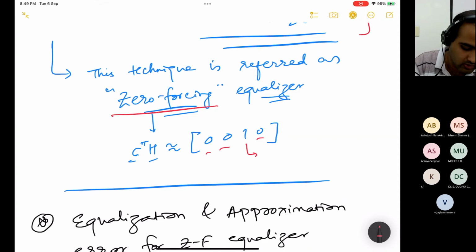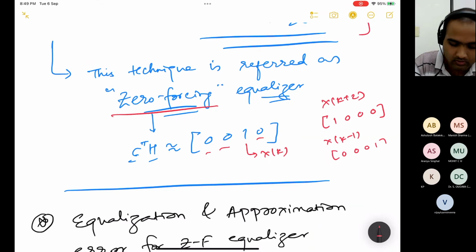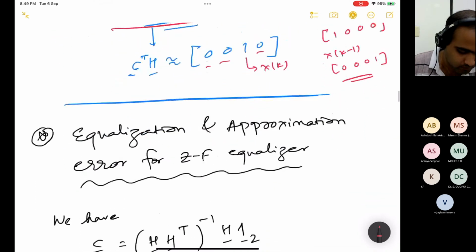So in this case, we wanted xk. That is why we had 1 in the third position. If we wanted xk plus 2, my c vector should be something like this, right? Similarly, if I want xk minus 1, it should have been something like this. So I'm zero forcing my vector so that I can obtain the required signal, right?